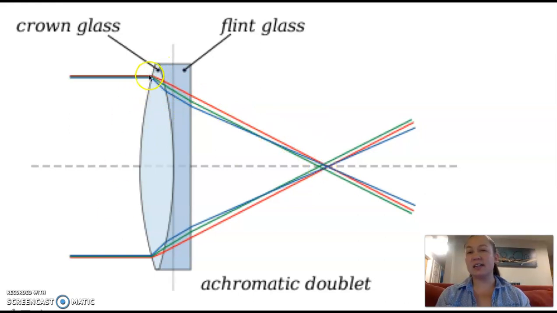Notice in this case that convex creates converging, but see how the red, blue, and green don't all meet up in the same place because the light split up? The dispersion of light actually causes this rainbowing effect. This is undesirable and makes images a little bit blurry.